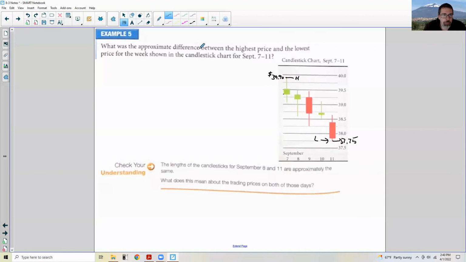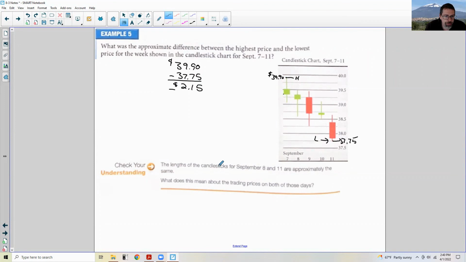So it said, what is the approximate difference? So you take 39.90, the high of the week, subtract 37.75, which looks like about the low of the week, and I would get $2.15 to the negative. So negative 2.15, this decreased $2.15. So now it says, check your understanding.